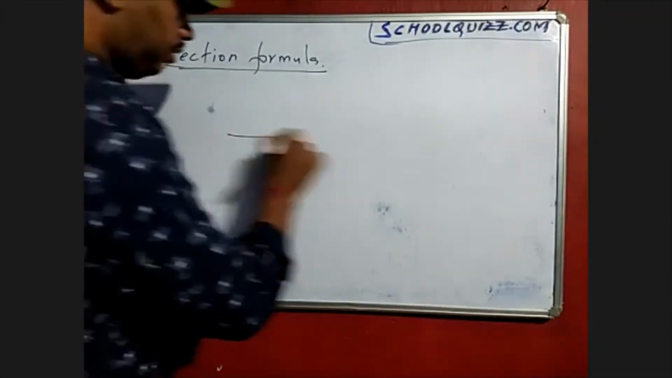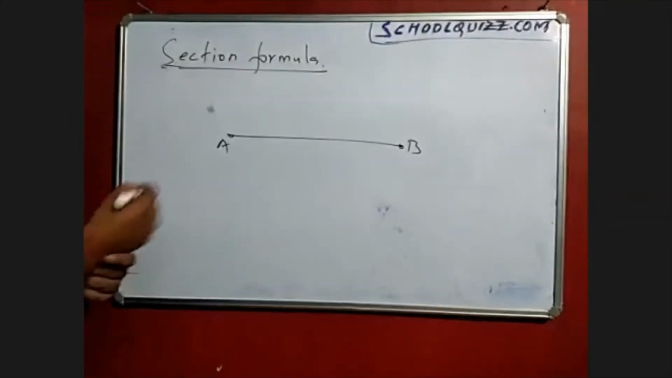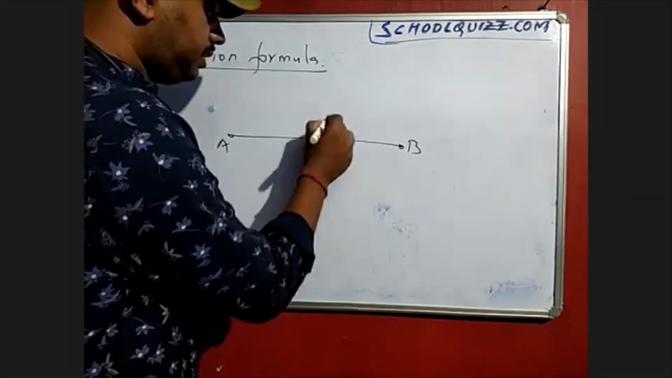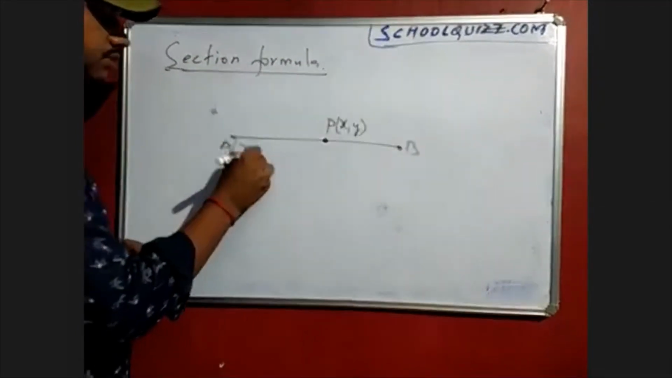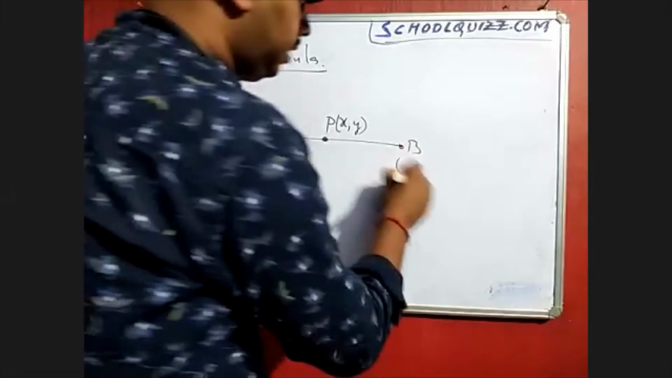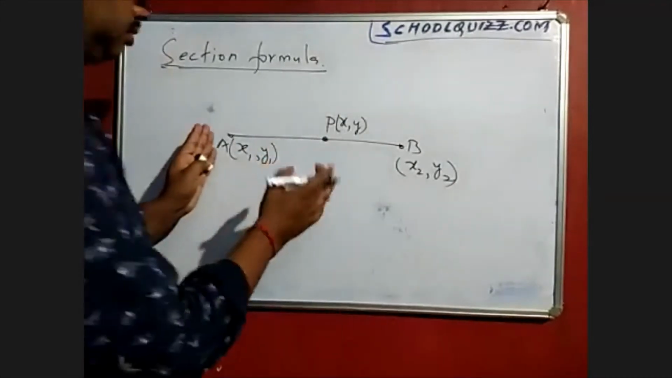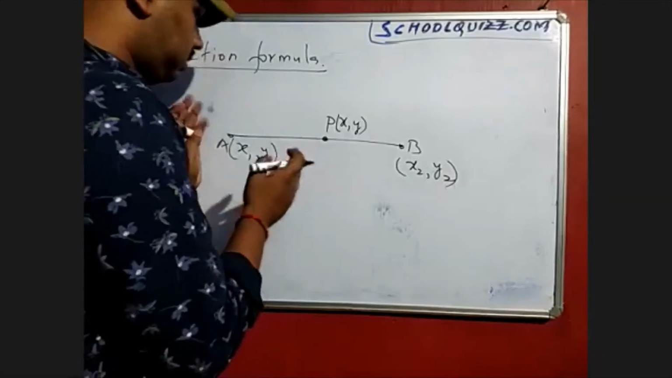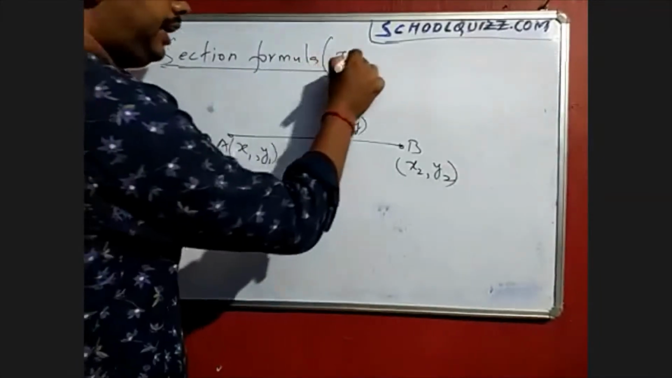Suppose there is one line, A and B, and some point P is dividing that line AB into two parts. Let the coordinates of P be x comma y, A be x1, y1, and B be x2, y2. These are the two endpoints of the line, and P divides the line AB internally. So we call it internal division.